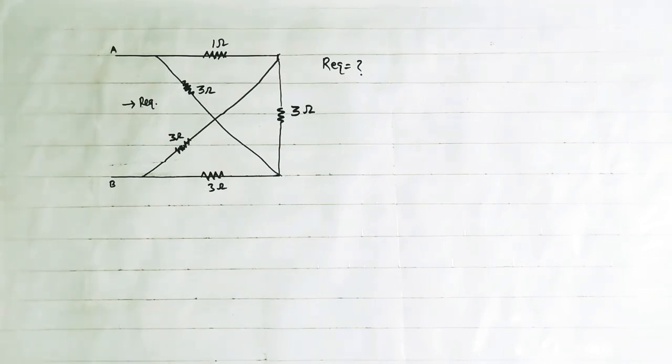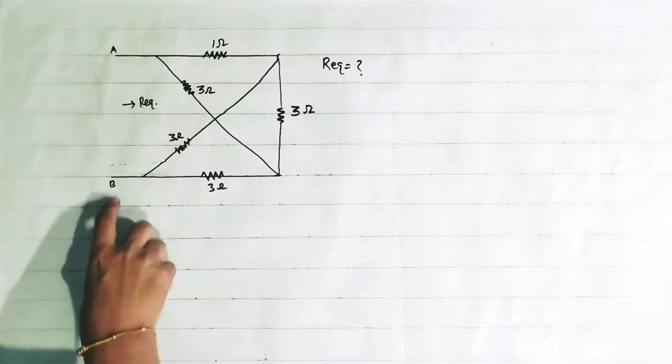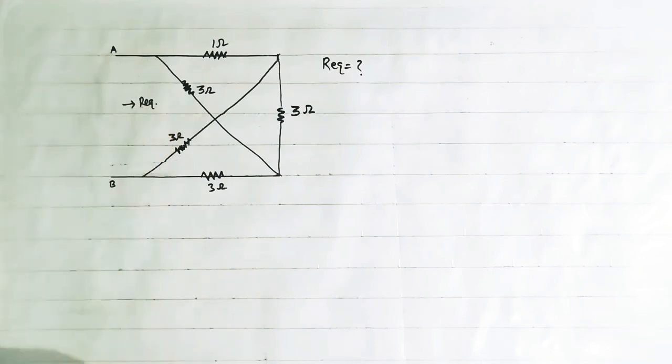Now see this question. In this question we have to find the equivalent resistance between terminal A and B. So here this is the circuit. Now we will solve this question by a special method.